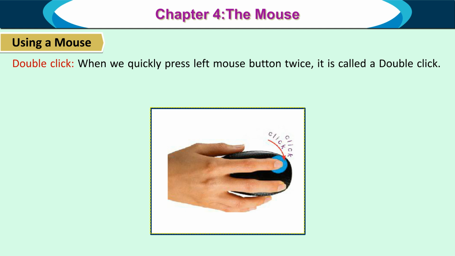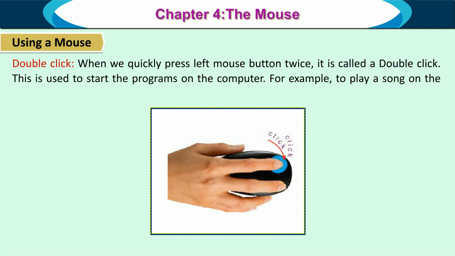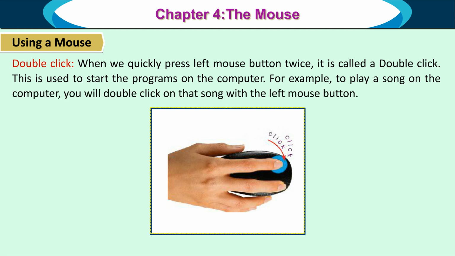Double click. When we quickly press left mouse button twice, it is called a double click. This is used to start the programs on the computer. For example, to play a song on the computer, you will double click on that song with the left mouse button.